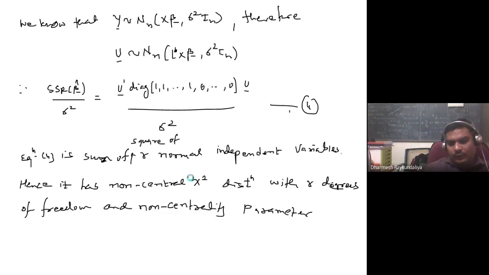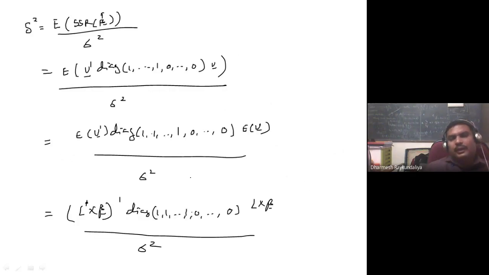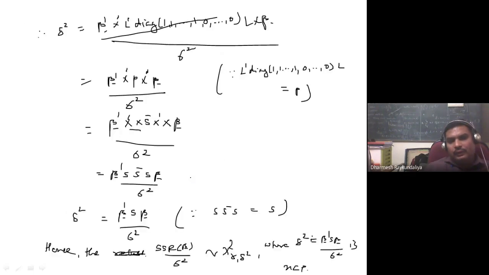Then what is the non-centrality parameter? It is nothing but the expectation of that quantity, and you have solved it. Delta square is given by β'Sβ/σ². So SSR(β)/σ² has a non-central chi-square distribution with R degrees of freedom, and the non-centrality parameter is delta square, where delta square is β'Sβ/σ².